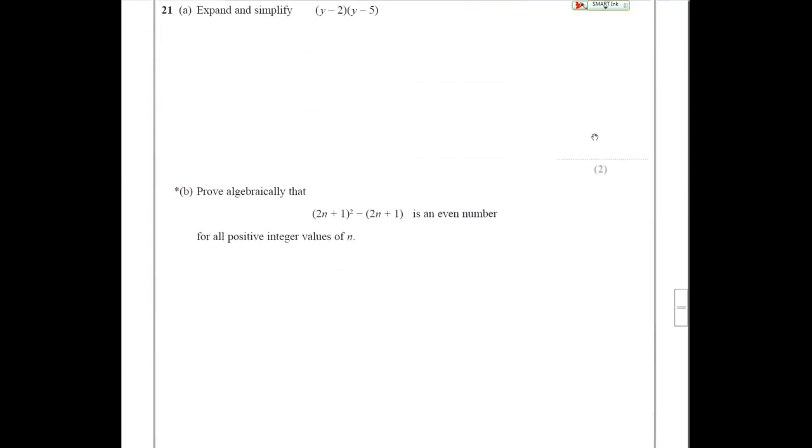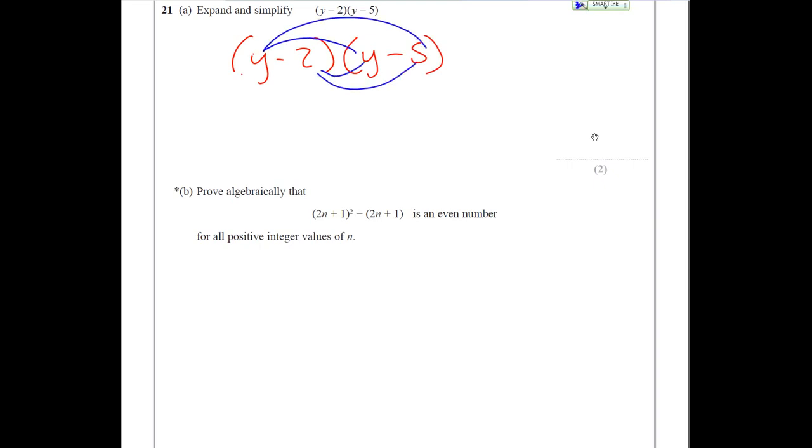Question 21, nice bit of algebra for us to do. y minus 2, y minus 5. I hope that you can do these really confidently and you're happy when you see them, because you know you're going to be getting the 2 marks for it.